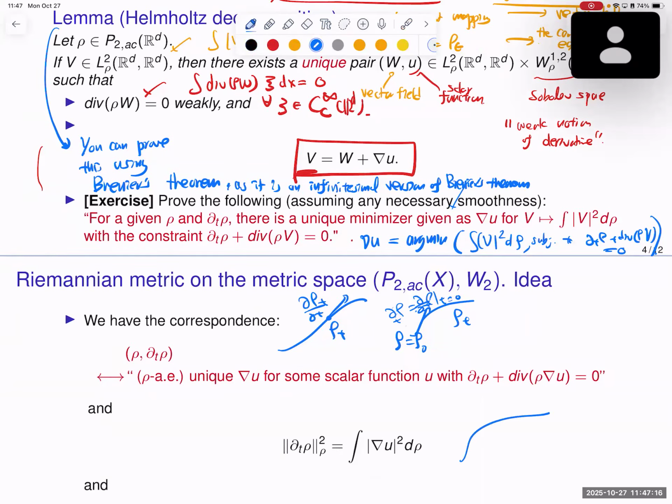Of course, along a curve, if you are here, you use this rho. If you are there, then you have another rho, let's say rho prime, and then you have to use that rho prime here. So measuring the W2 norm of this velocity depends on where you are, your current measure rho. Am I making sense?